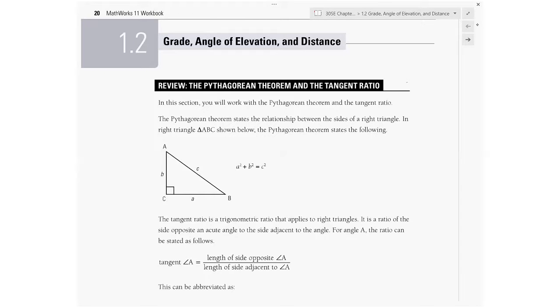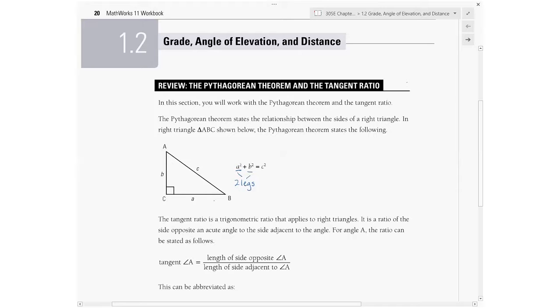We're just going to quickly review the Pythagorean theorem and tangent ratio. The Pythagorean theorem, of course, is a squared plus b squared equals c squared, where a and b are the two legs of a right triangle.